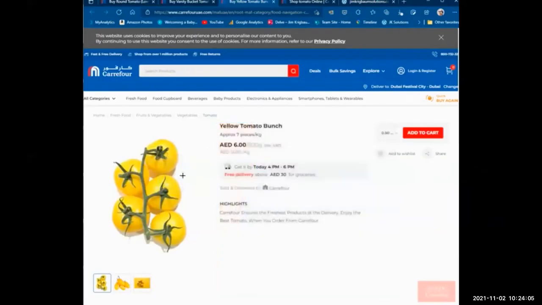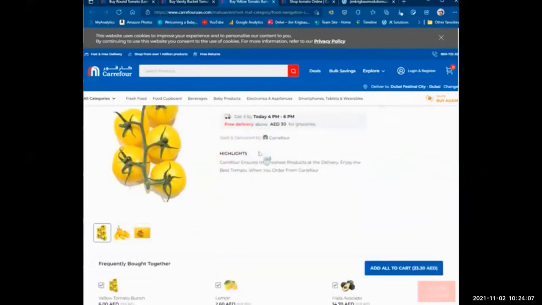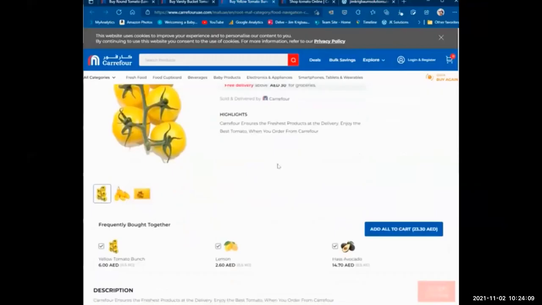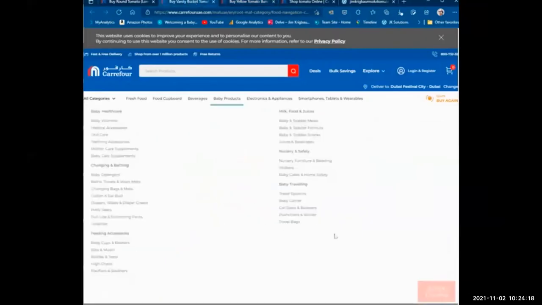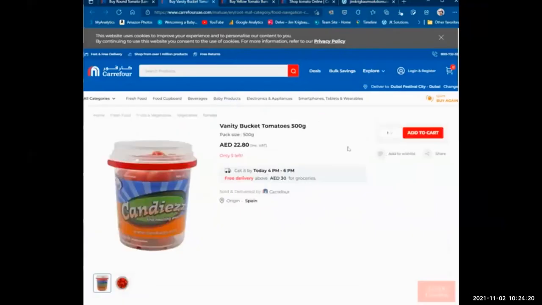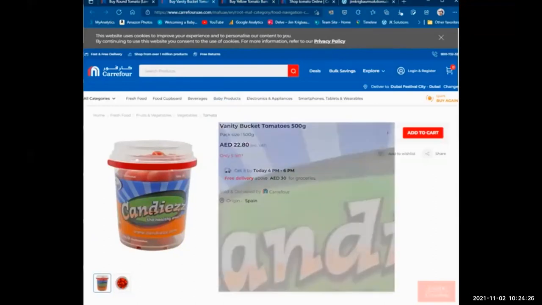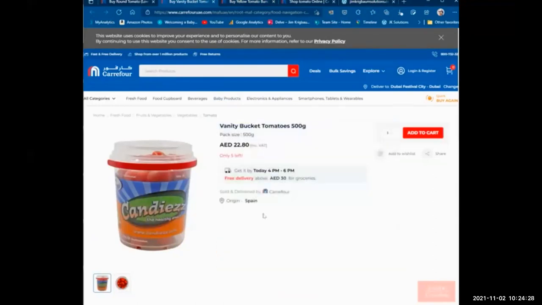This is a yellow tomato. You can zoom in on it, but you can look at the details, look at competing products, look at how they're packaging it, what information is there. Here's another one. This is a value-added product. And this is a bucket, and it is from Spain. Now, I don't know if the bucket is actually being packed in Spain or if it's being shipped in bulk to UAE and being packaged there.